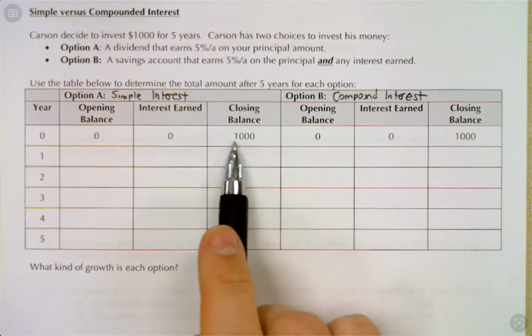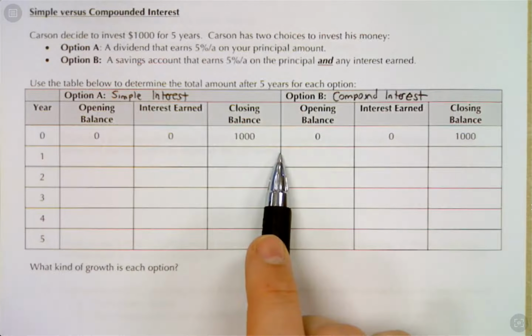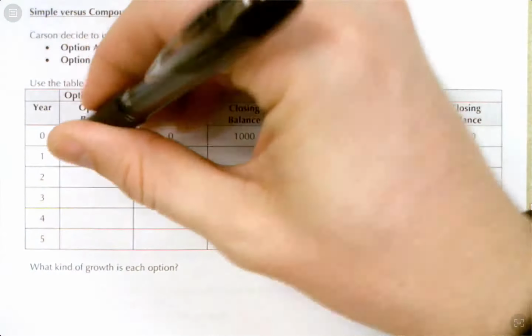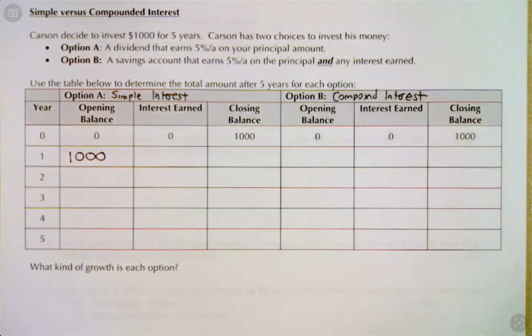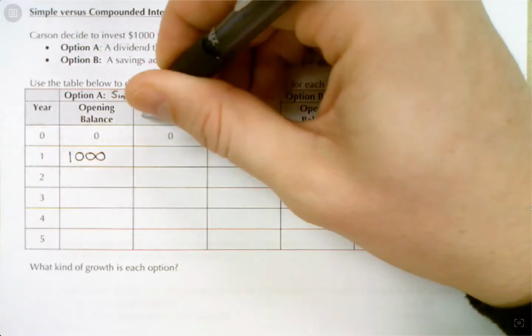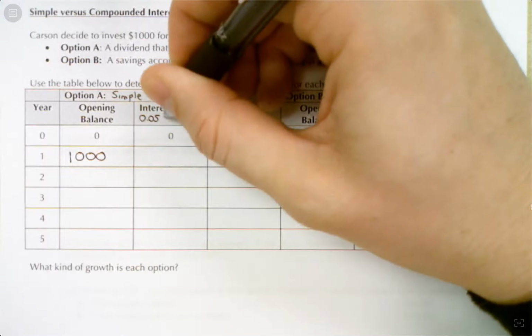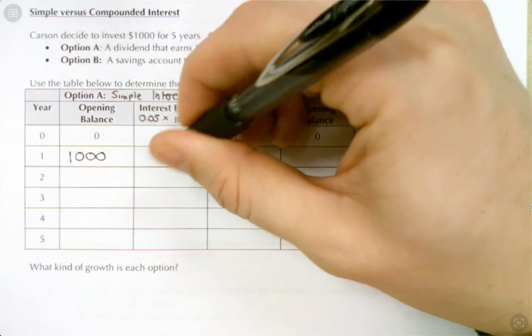Carson's going to deposit $1,000, and in the first year, he's going to earn some interest. How much interest? Well, at the beginning of the first year of his investment, he'll have $1,000 in his bank account. He'll earn 5% of that $1,000. So how we calculate that is we change 5% to a decimal, 0.05, and we multiply it by 1,000. What we get is $50.